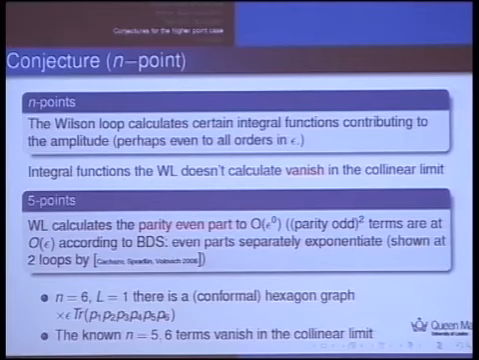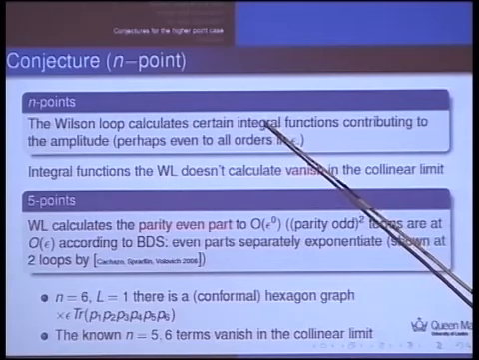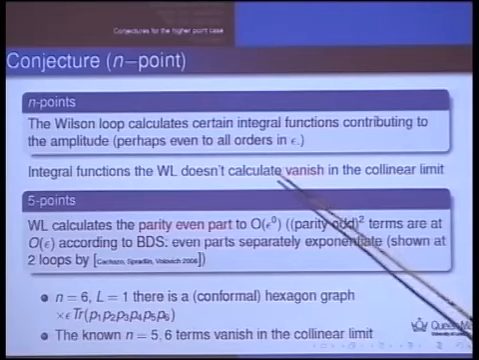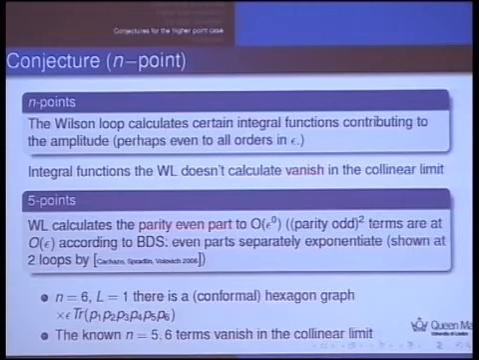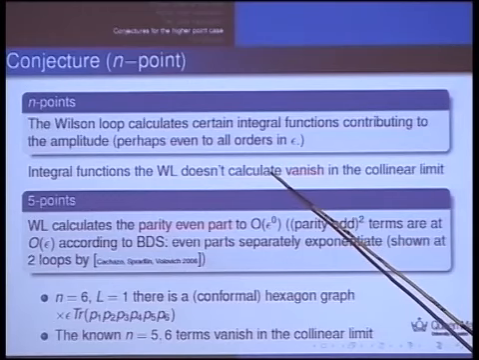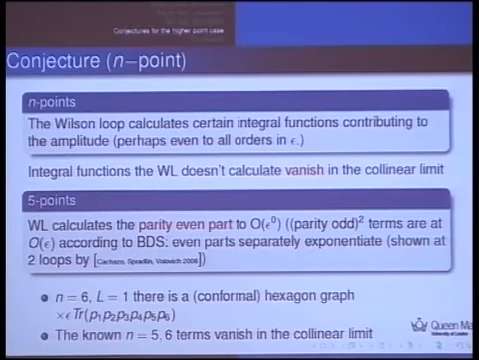So now a slightly stronger conjecture, which it would be nice if it were true, is that the Wilson loop calculates certain integral functions that contribute to the amplitude, perhaps even to all orders in epsilon. So that's what we saw, for example, at one loop, that the Wilson loop calculates the MHV, the two mass easy box functions. And then one, consistent with the data so far, is that the integral functions that are missed by the Wilson loop are precisely the ones that vanish in the collinear limit.